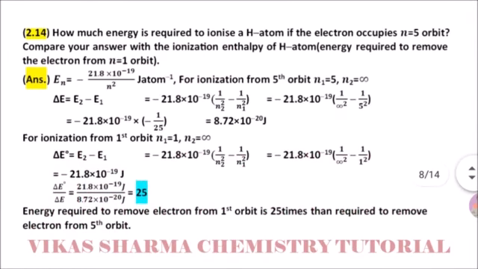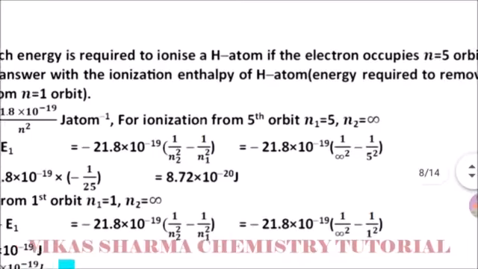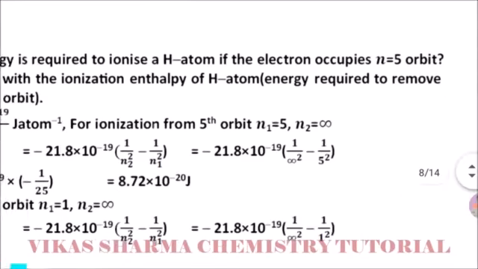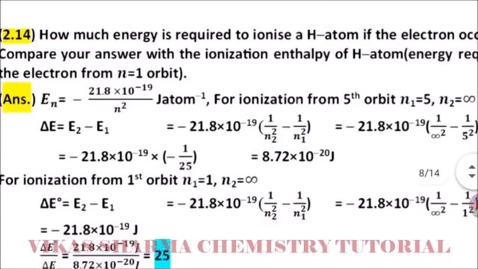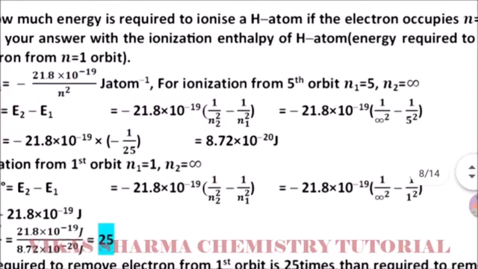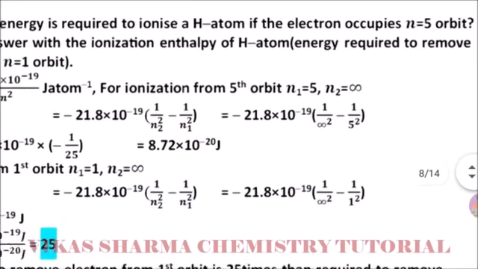It is 2.14. How much energy is required to ionize a hydrogen atom if the electron occupies the n equal to fifth orbit? Compare your answer with the ionization energy of hydrogen atom, the energy required to remove the electron from the n equal to one orbit. So we know En is equal to minus 21.8 into 10 to the power minus 19 divided by n square joule per atom. For ionization energy from the fifth orbit, N1 is equal to 5 and N2 is infinite.